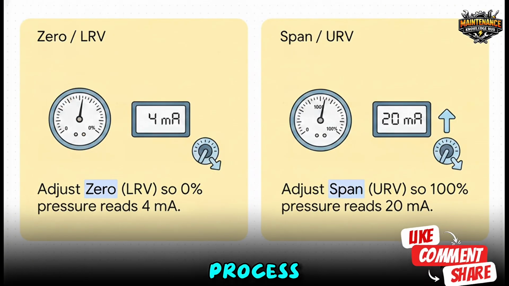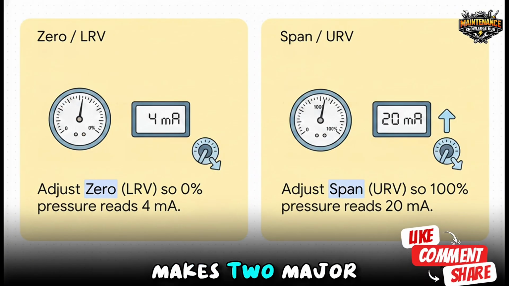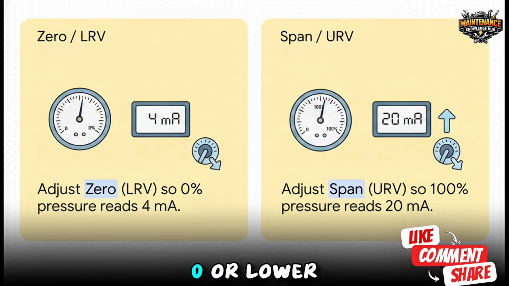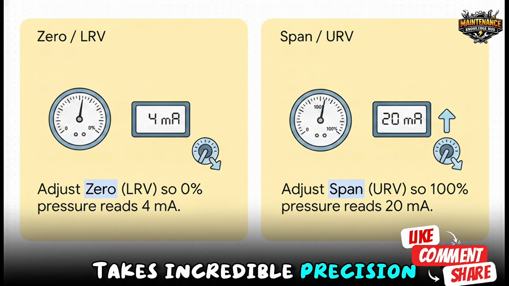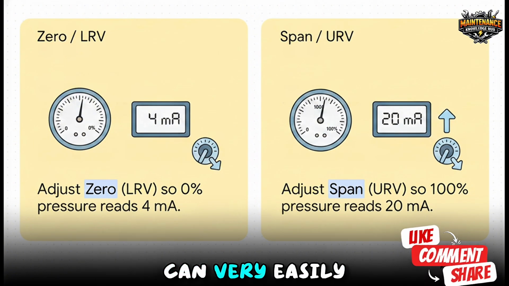During the calibration process, a technician primarily makes 2 major adjustments when things get out of alignment. They fix the 0 or lower range value and they fix the span or upper range value. And honestly, this takes incredible precision because adjusting one can very easily mess up the other. It's a real balancing act. Basically, you apply 0% pressure to lock in that 4 milliamp baseline, and then you apply 100% pressure to lock in the 20 milliamp top line.